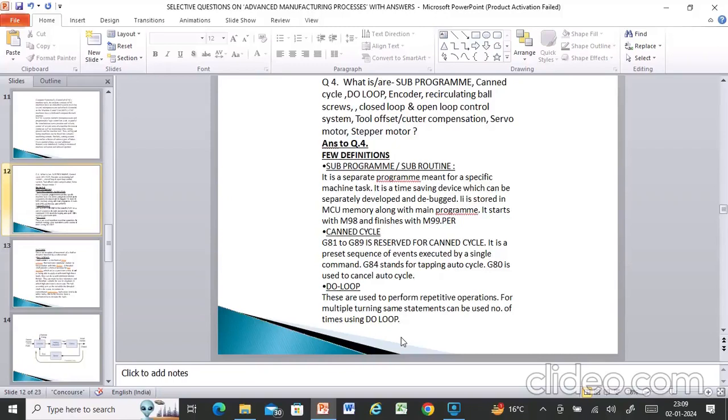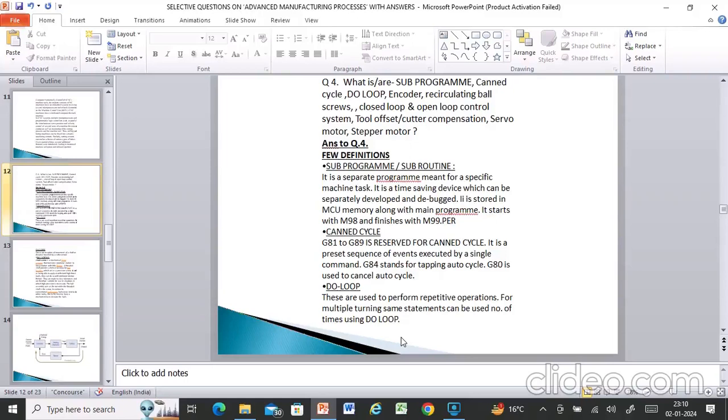What is a subprogram and a subroutine? A subprogram is a separate program meant for a specific machine task. It is a time-saving device which can be separately developed and debugged. It is stored in the machine control unit memory along with the main program. It starts with M98 and finishes with M99.